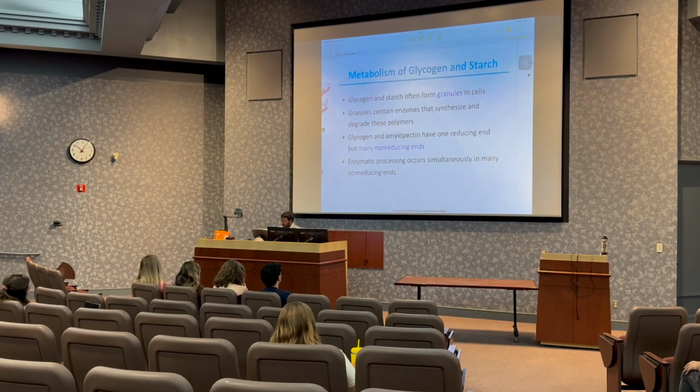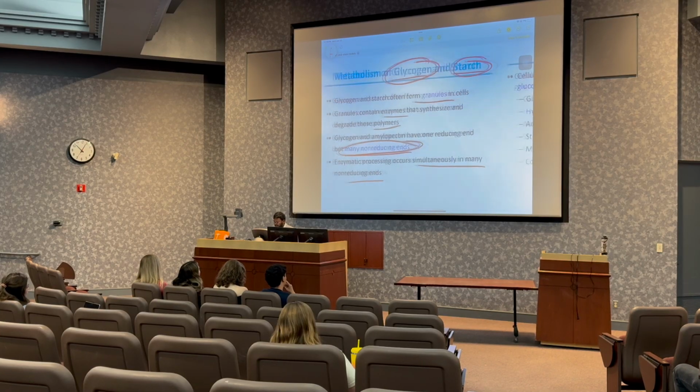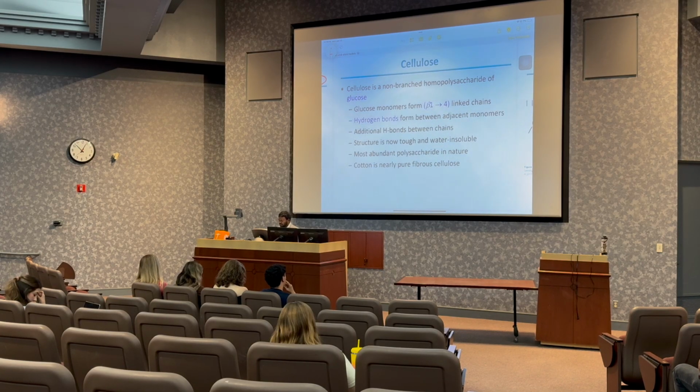Now see the metabolism of glycogen and starch. Starch is present in the form of granules in plant cells. Glycogen and starch are both in granules. They contain enzymes that synthesize and degrade polymers. They have many non-reducing ends. If you see the structure, you can see reducing and non-reducing ends. The enzymatic process occurs simultaneously at many non-reducing ends. These are mostly information.